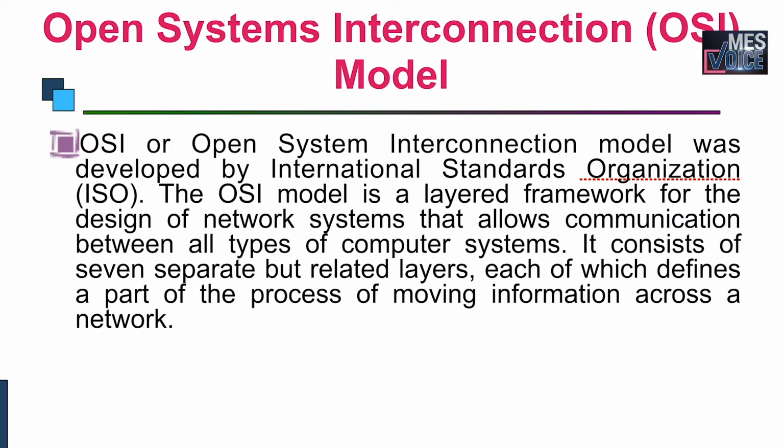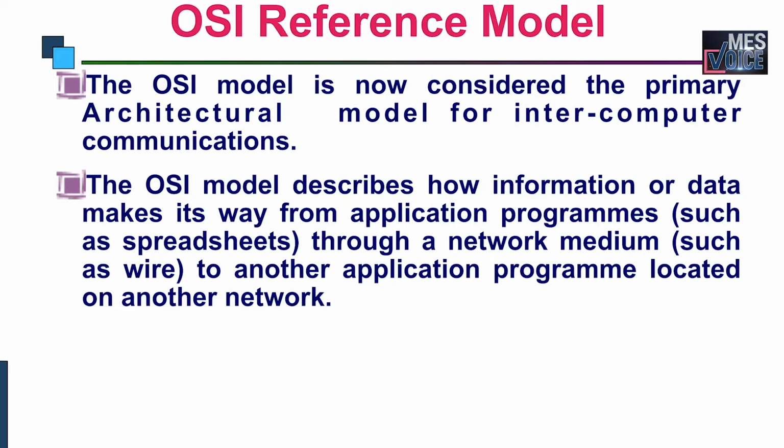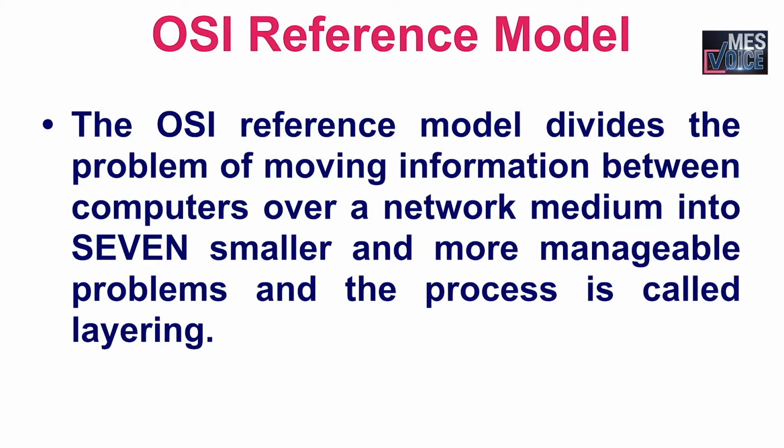In order to accomplish successful communication between computers, the 7-layer OSI model was introduced. This model is now considered the primary architectural model for intercomputer communications. This model also describes how information makes its way from application programs through a network medium to another application program located on another network. This model divides the problem of moving information between computers over a network medium into 7 smaller and more manageable problems, and this process is called layering.